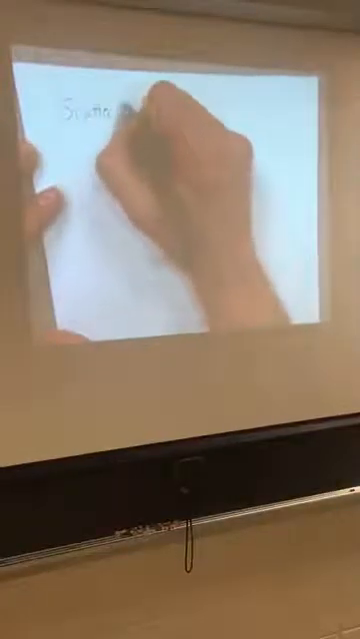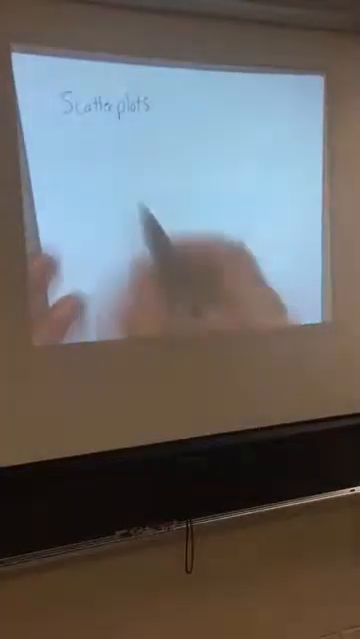Okay guys, next lesson is something called scatterplots. Pardon my messy handwriting there, I will try to do better. Scatterplots. I'm sure you've seen these before, but you're going to see them again, so it'll be a good little refresher to have a lesson with scatterplots.